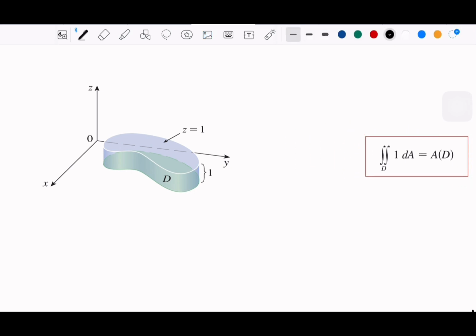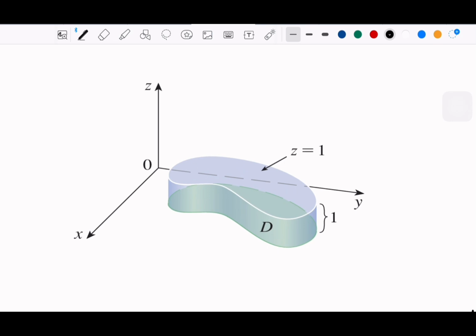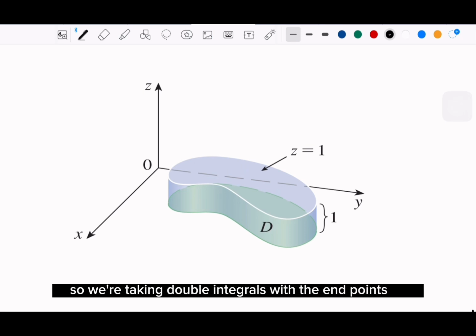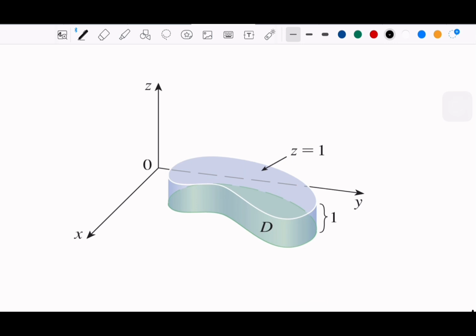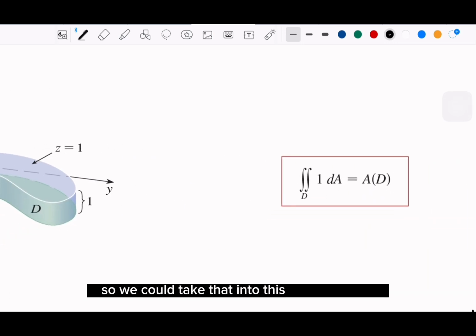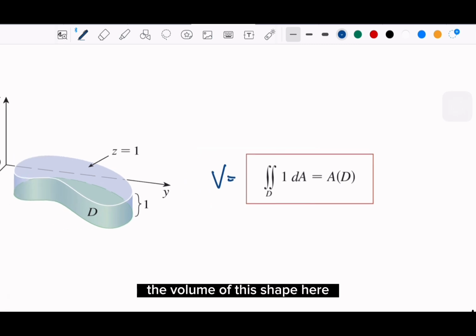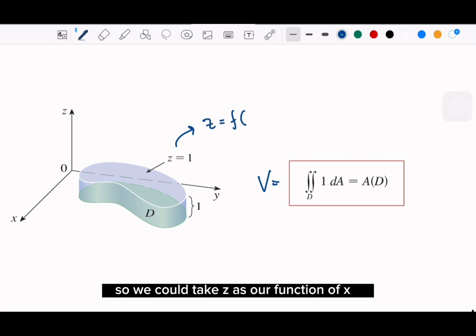So another problem that we could solve. If we are having an area, maybe we have some curve here, and then we could describe this as area. And if you want to make a volumetric shape from that area, let's for example take the volume, and if you just add the plane z equal 1 here, simply we could also take this into our double integrals. So we are taking double integrals with the endpoints D, and the function just 1. We could take that into this equation here, which is going to be the volume of this shape here. So we could take z as a function of x, y, and this is just equal 1. And what we get is the area.